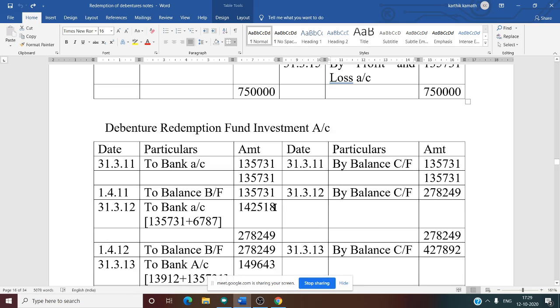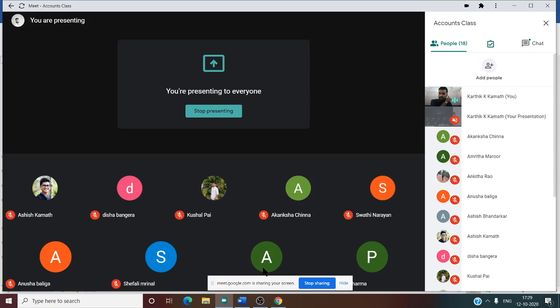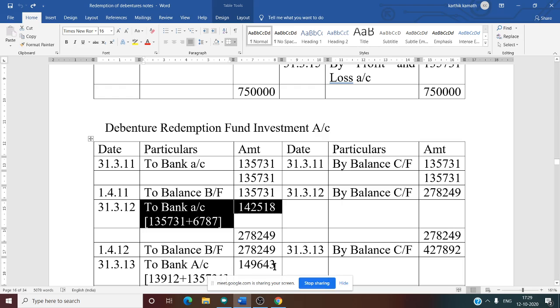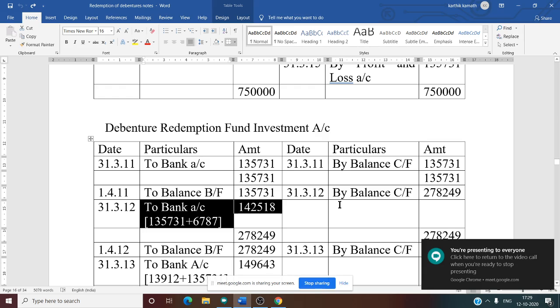One more thing we have discussed: except in the case of multiples of 100 or 1000, in all other cases the debenture redemption fund account total and the debenture redemption fund investment account total are the same. That means for every year the total is the same. Now we will cross check that.